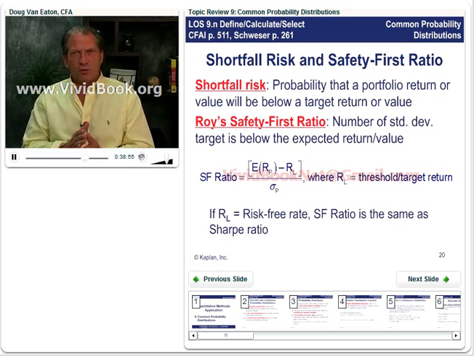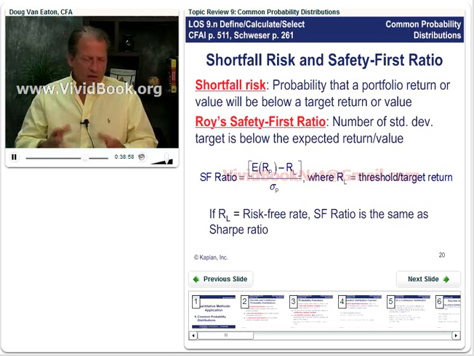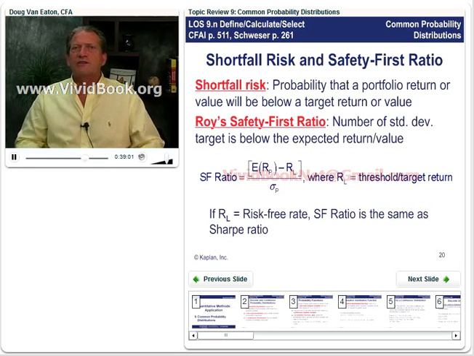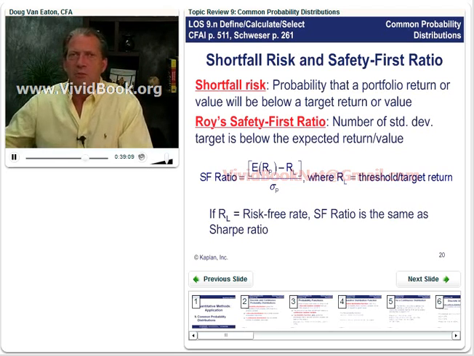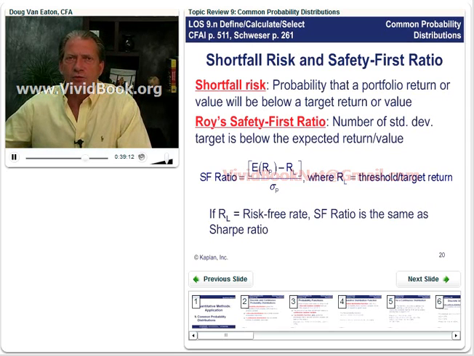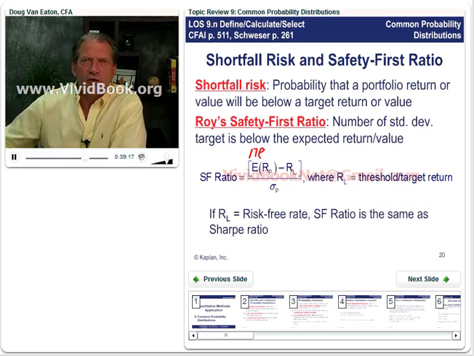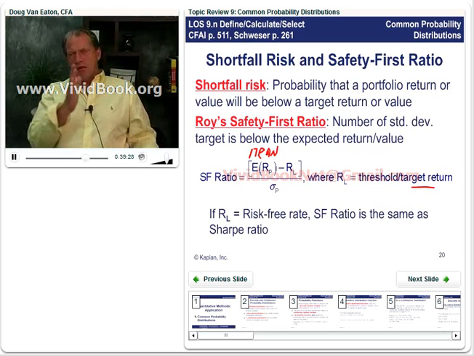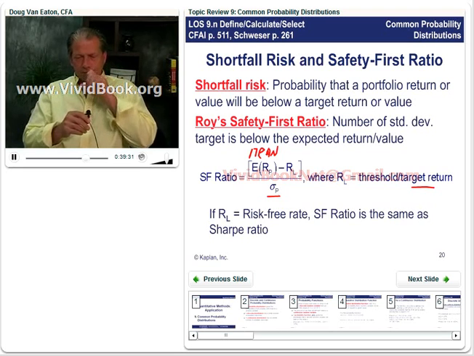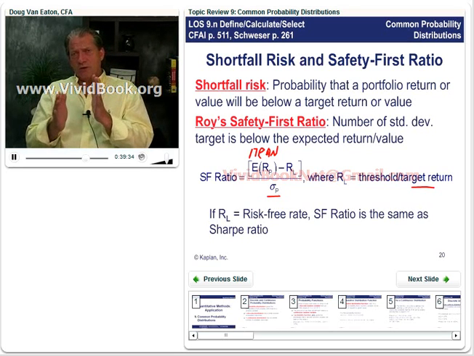Now, a little older version of this is Roy's safety first ratio, but it's based on the same idea. Roy's safety first ratio, we take the expected return, so we take the mean return here. And this threshold return has got to be less than the mean, or at least it always is in this application. So here's our threshold or our target return here. And then here's our standard deviations. So what are we measuring? Here's our mean and here's our target return. It's somewhere below the mean.